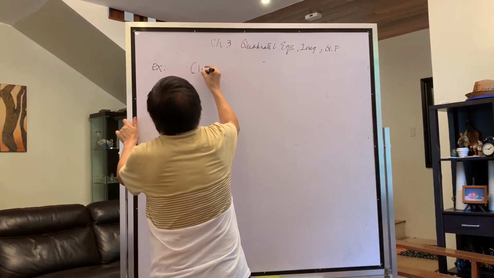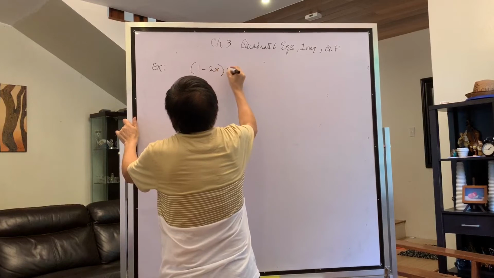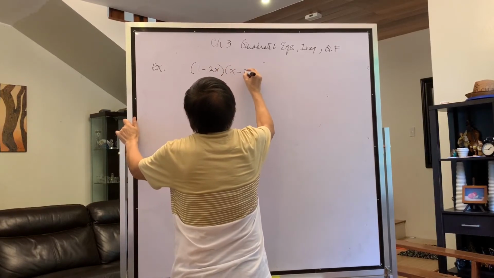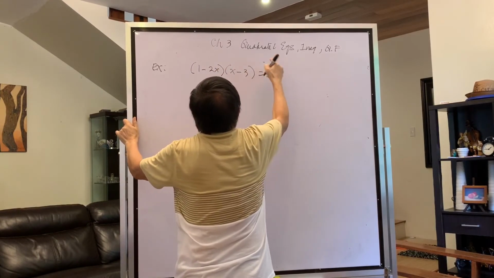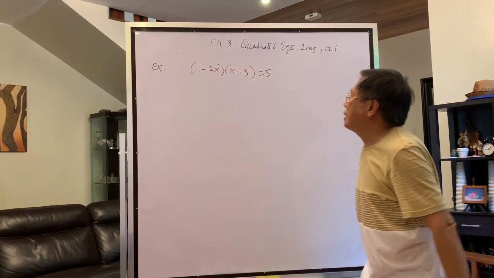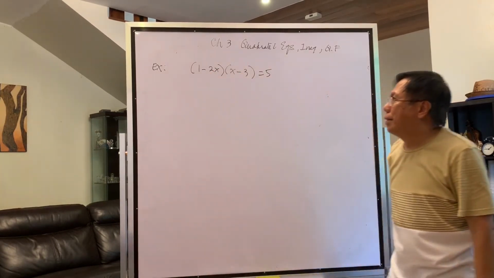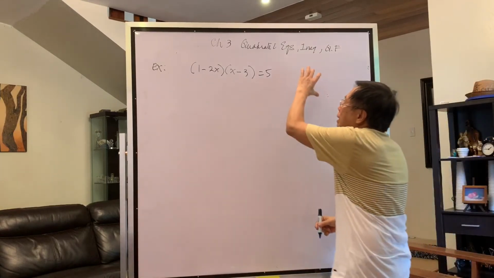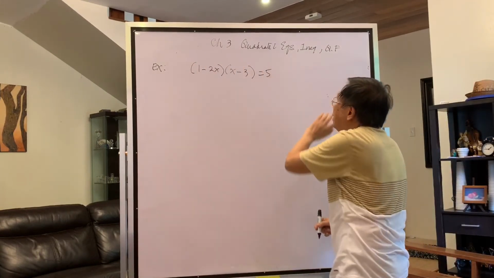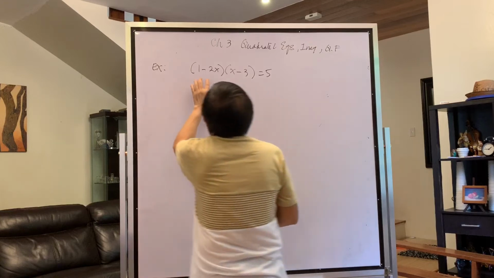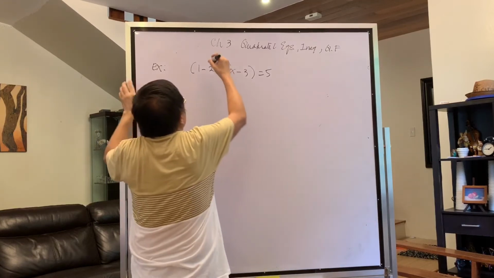Suppose we have the quantity (1 minus 2x) times the quantity (x minus 3) is equal to 5. This also gives us a quadratic equation because we have a square term. But are we ready to solve this by completing the square? No. We need to expand this. So how do we do that?